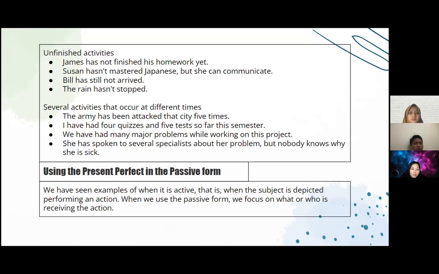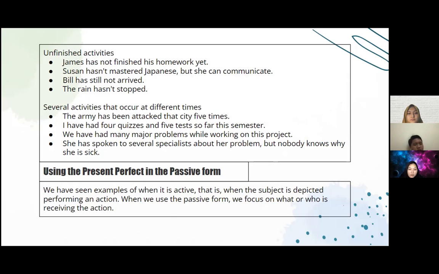Several activities that occurred at different times. The army has attacked that city 5 times. I have had 4 quizzes and 5 tests so far this semester. We have had many major problems while working on this project. She has spoken to several specialists about her problem, but nobody knows why she is sick.